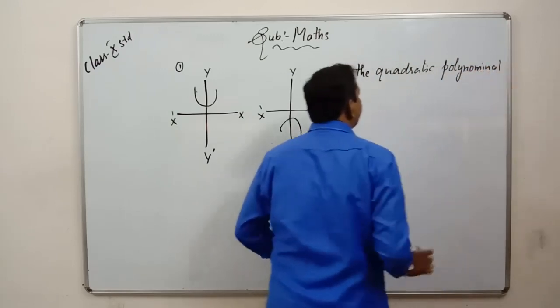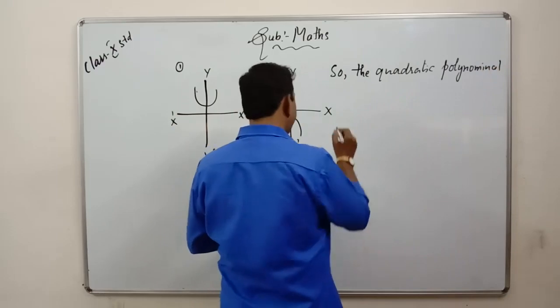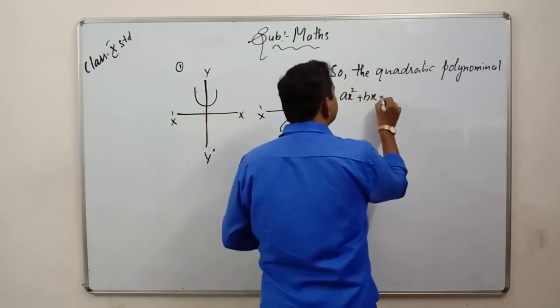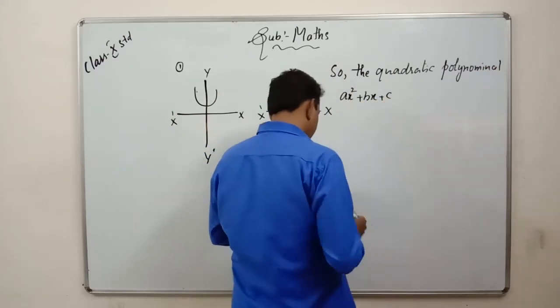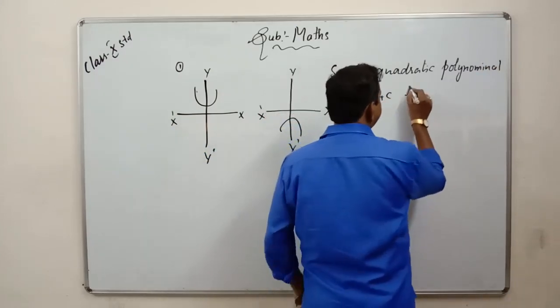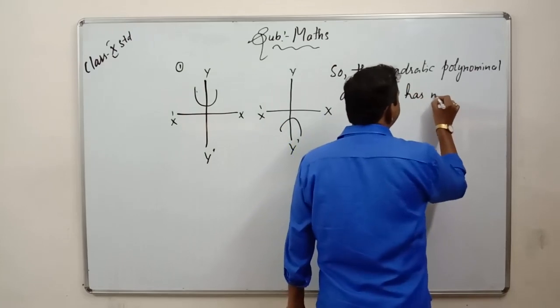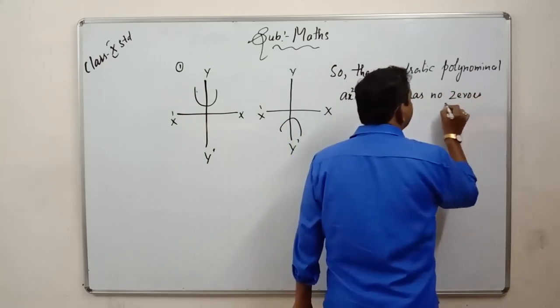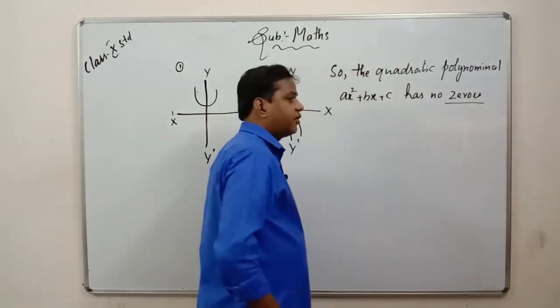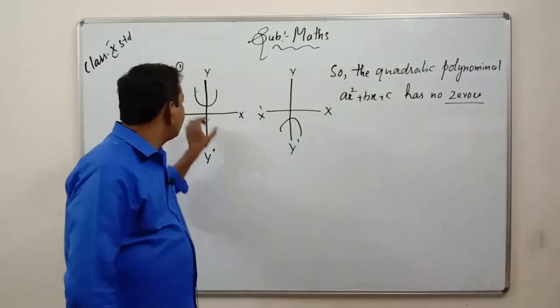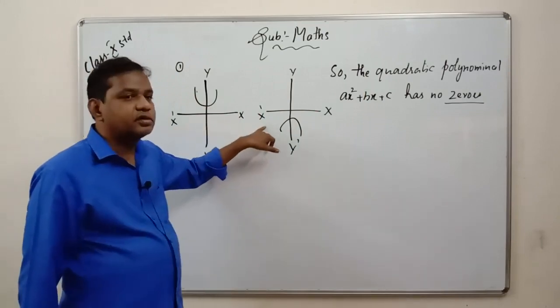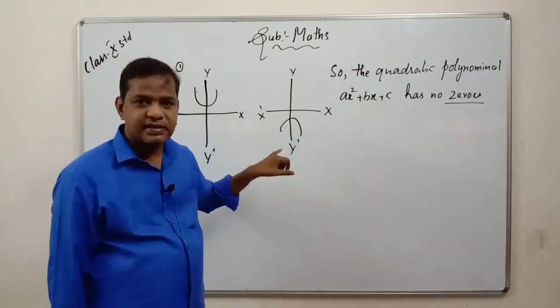So what are we doing here? We are writing here: the quadratic polynomial ax square plus bx plus c has no zeros. This is very important. Why does it not have any zeros? Because here the parabola is not touching the x-axis, and here also the parabola is not touching the x-axis.